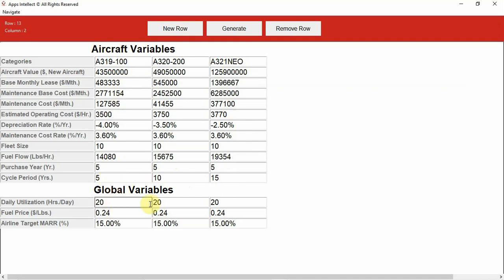Then daily utilization of this aircraft is 20 hours per day. Then the fuel price per pound in dollars is 0.24, and the airline is targeting a minimum acceptable rate of return of 15%. So this is what they are looking at. Now based on this data we will generate a report, and click on the generate report button.